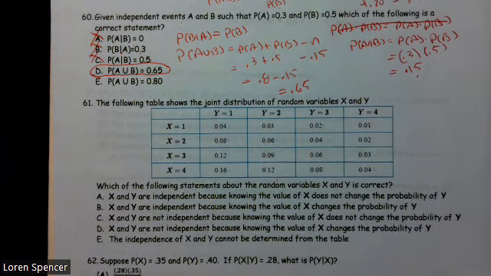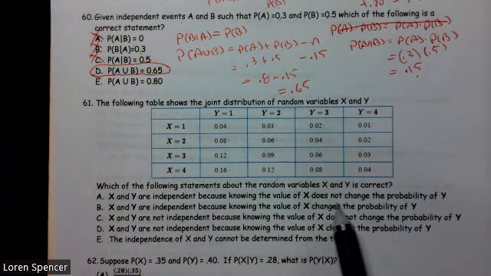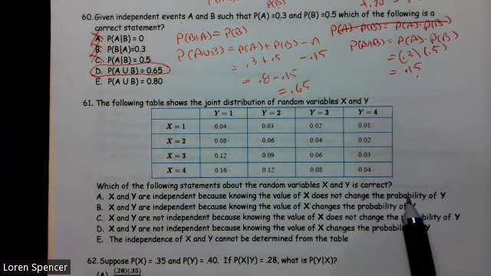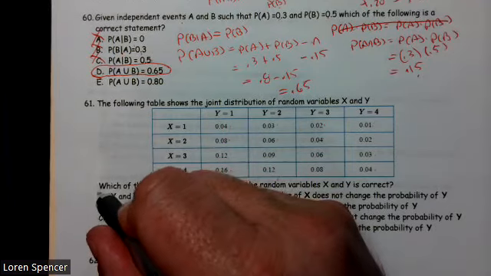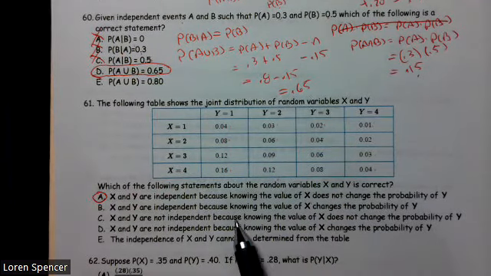Now, remember, if something's independent, it means the past didn't impact the future, or what you know does not impact it. So because knowing the value of x does not change the probability of y, that's correct. All right, let's read the rest of these.